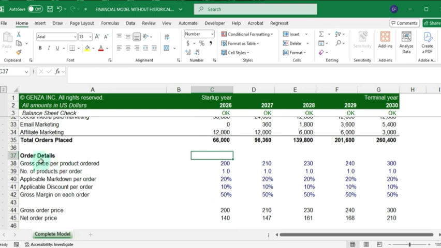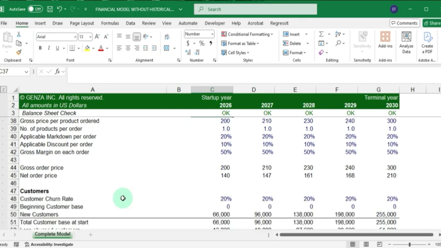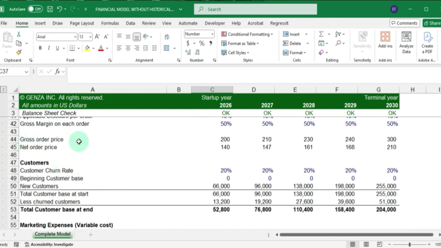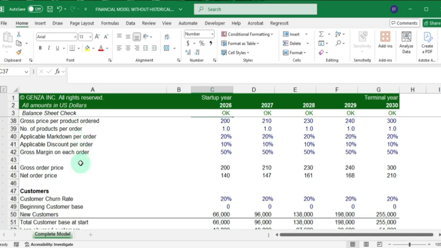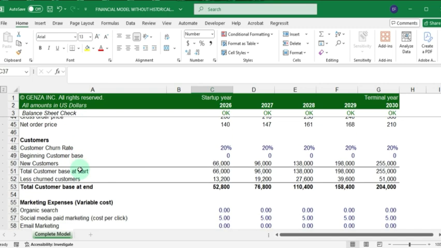Then we also have assumptions for order details. So gross price per product ordered, number of products per order, application markdown per order, application discounts per order, as well as our gross margin on each order. Then we calculated our gross order price as well as our net order price using these order details information here.